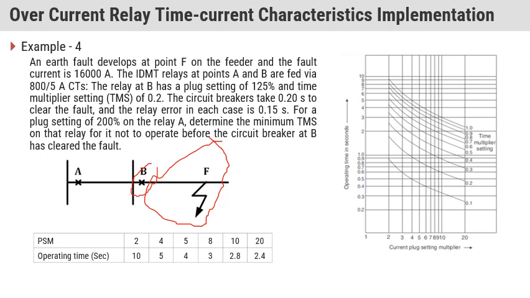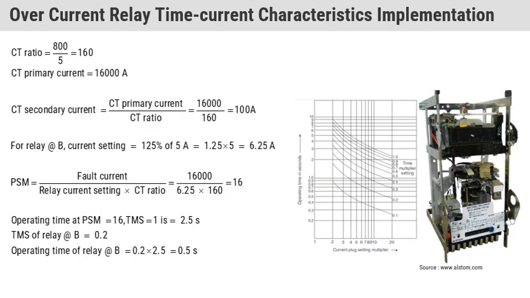So how can we calculate? First of all, find out the CT secondary current by using this formula. For the relay at B, the current setting is 125%, so 125% of 5 ampere is 6.25 ampere. If we want to find the PSM, then simply put all the values in this formula and you will get the PSM 60. The operating time at PSM 60 with TMS 1 is 2.5 seconds according to the table given in the example, and the TMS of relay at B is equal to 0.2. So the operating time of relay B is 0.5 second.